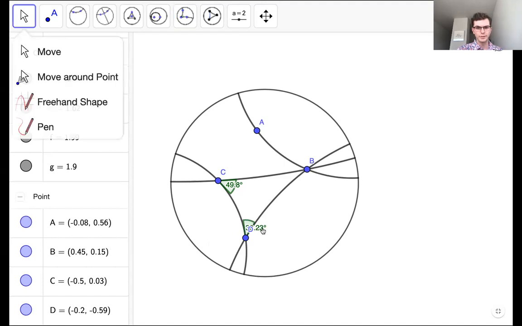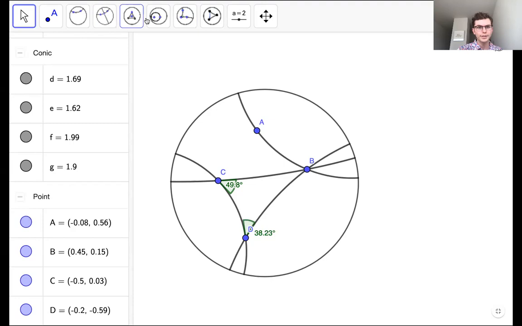Let's see. So good. And so here, what's the angle? 25.66. Let's see. And so let me just cheat and use my cell phone to add up the numbers. So if you do 49.8 plus 38.23 plus 25.66, you get 113.69, which is less than 180, right?